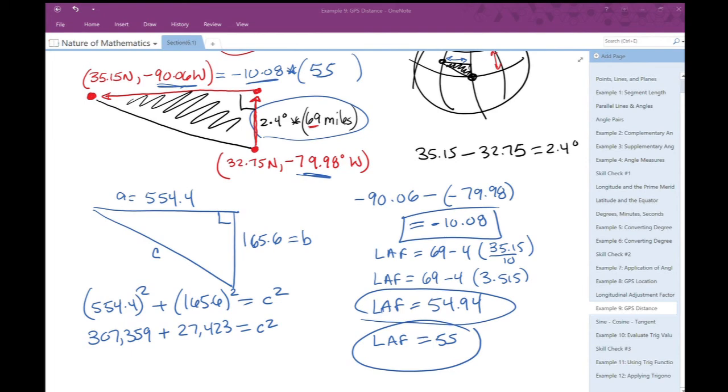307,359 plus 27,423 gives us 334,782 is our c squared. And where's our square root? 334,782.